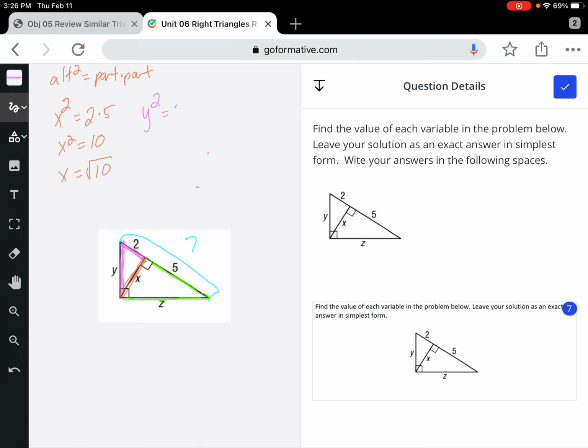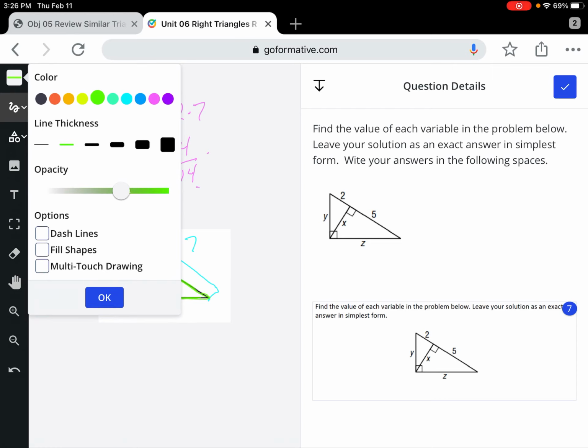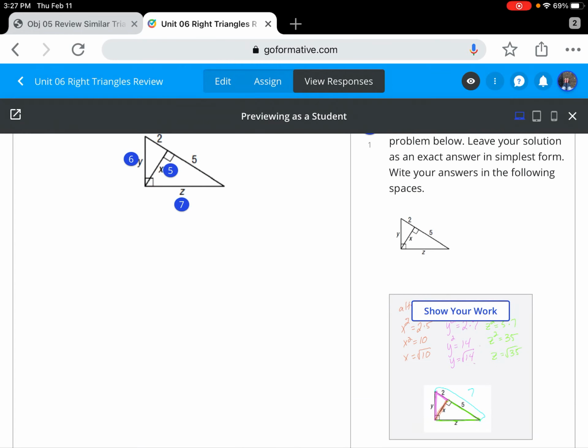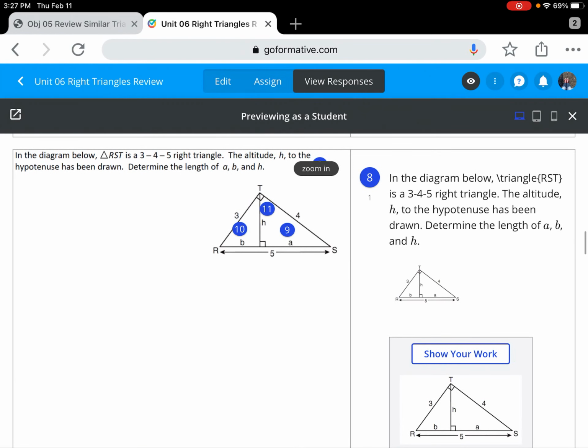I go over and I'm like, okay, well, let me solve for y. So I have y squared is equal to part of my hypotenuse that's adjacent to it times my whole hypotenuse. So y squared is equal to 14. Y is equal to radical 14, and radical 14 can't be simplified beyond that. Last one is z squared is equal to 5 times 7. Z squared is equal to 35, so z is equal to the square root of 35, also can't be simplified. So there are your 3 values for that. It was radical 10, radical 14, and radical 35.